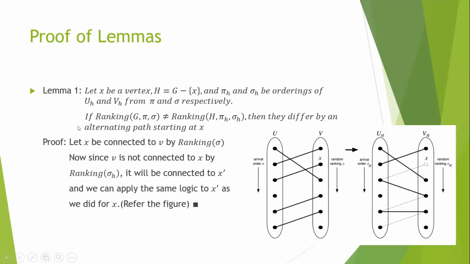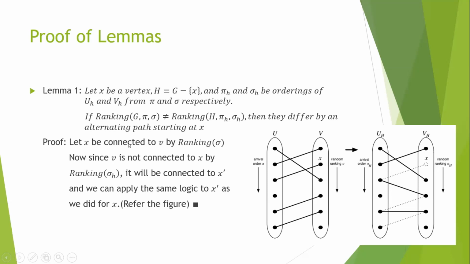Lemma 1. Let X be a vertex in G. We define the graph H such that it is the graph G without the vertex X. And let pi H and sigma H be the orderings of UH and VH from pi and sigma respectively. So if the ranking G pi sigma is not equal to the ranking H pi H sigma H, then they differ by an alternating path starting in H.